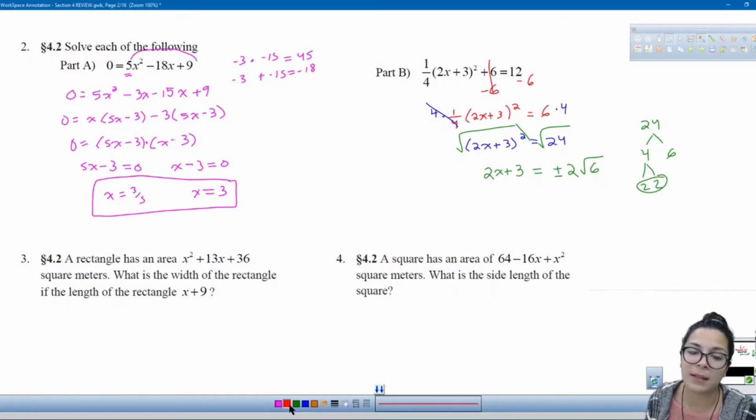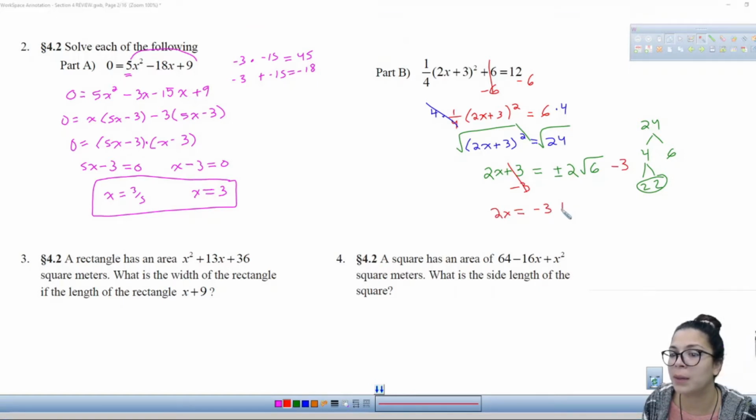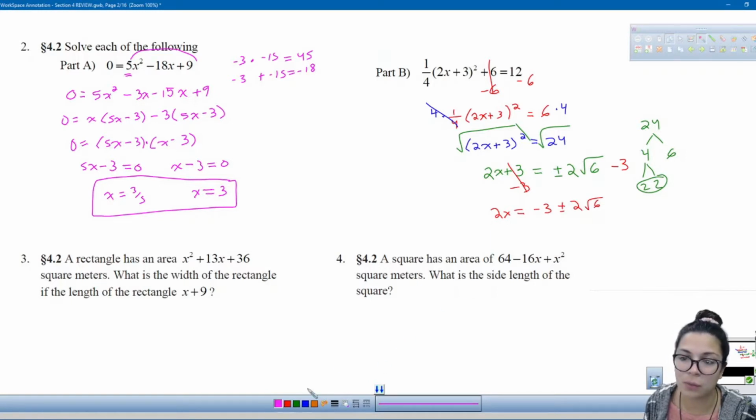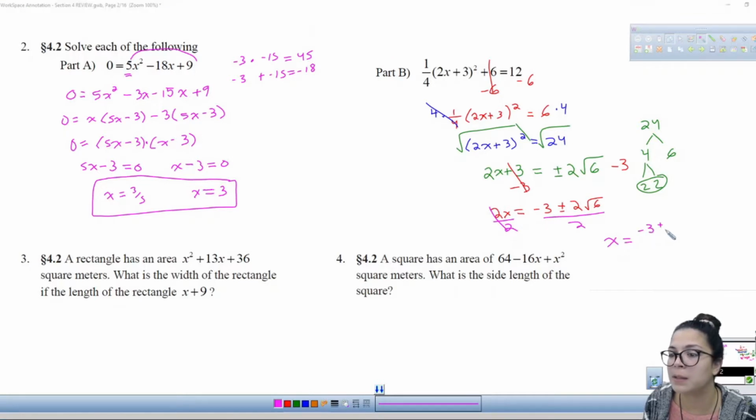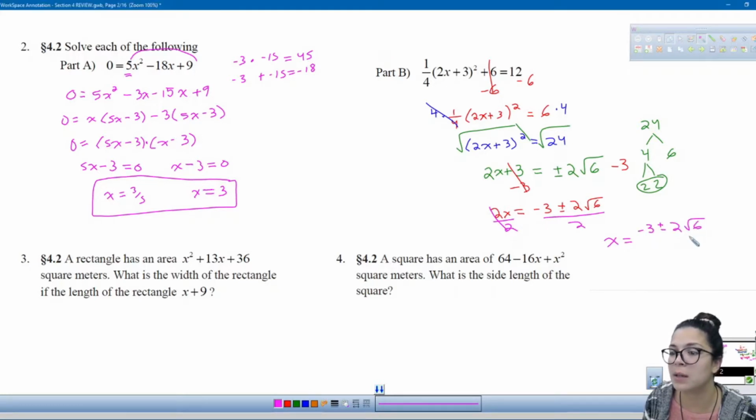And then to solve for x, the last few steps would be to subtract 3 on both sides. So we have 2x equals negative 3 plus minus 2 square root of 6. And then divide 2. So my final answer is x equals negative 3 plus minus 2 square root of 6 all over 2.